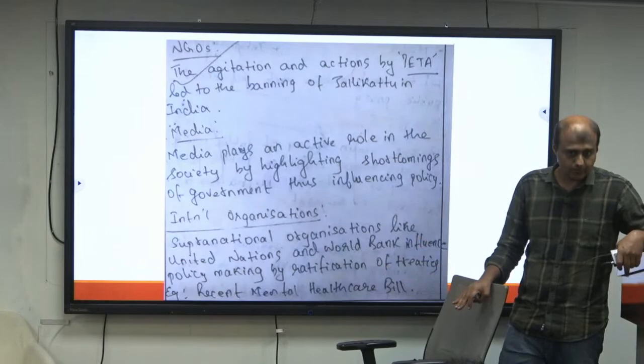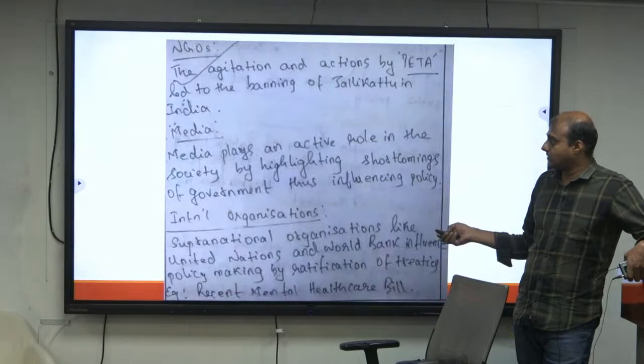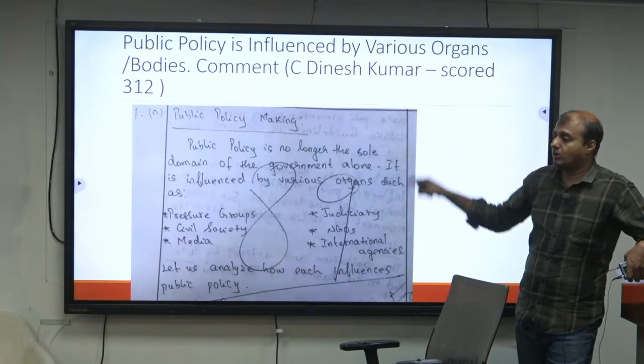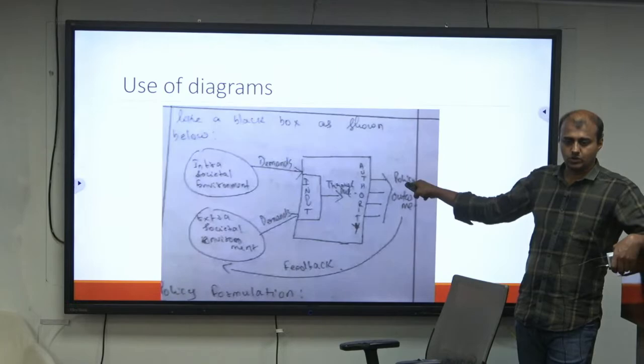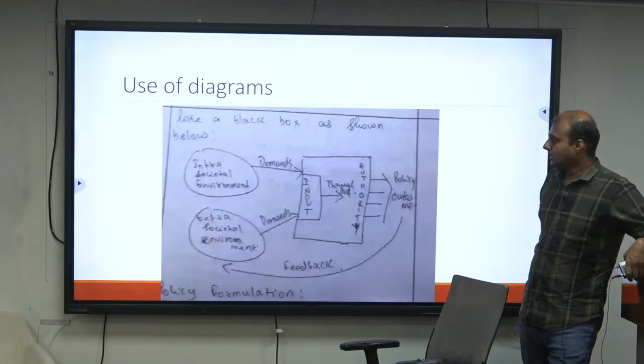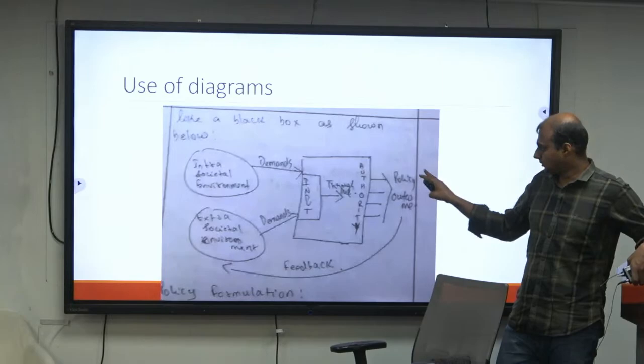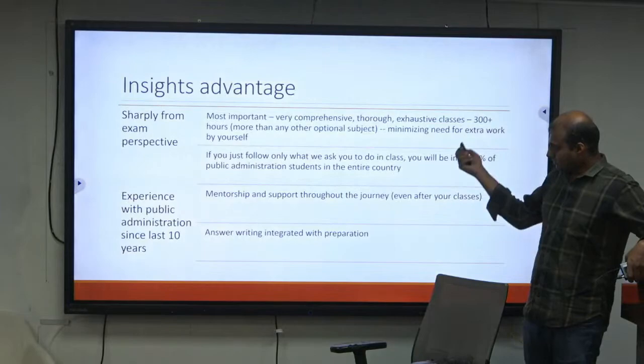So you have to keep linking those, because what does the question demand? Public policy influenced by organs or bodies. What are those organs? What are those bodies? Keep right there the basic definition or events, and how they influence. And then for better presentation, you can use an illustration, a mind map, tabular things, whatever you call them, so that the moment the evaluator looks at it, they get an idea. Fine. And then obviously, a conclusion will be there.